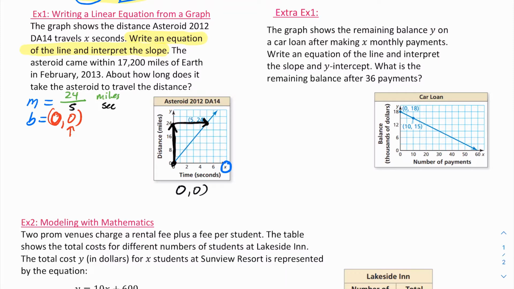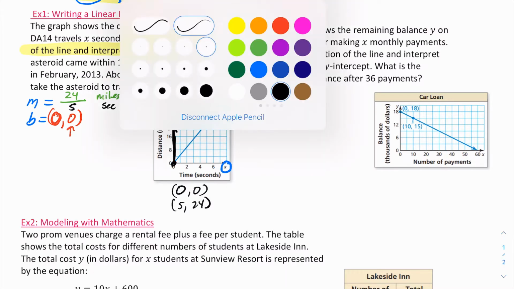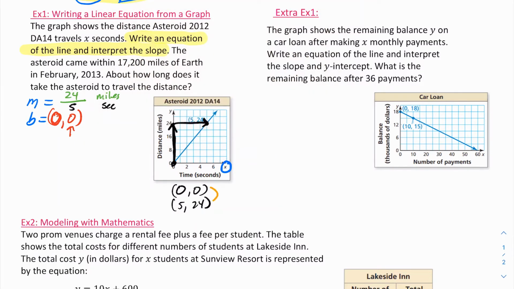If you wanted to do the form, you could do 0, 0 to 5, 24. So on the y side, you're going up 24. On the x side, you're going up 5. And it's always the change in y over the change in x. So you have 24/5. Okay, this is the y. These are the x's. So that's another way of doing that as well when you have 2 points.